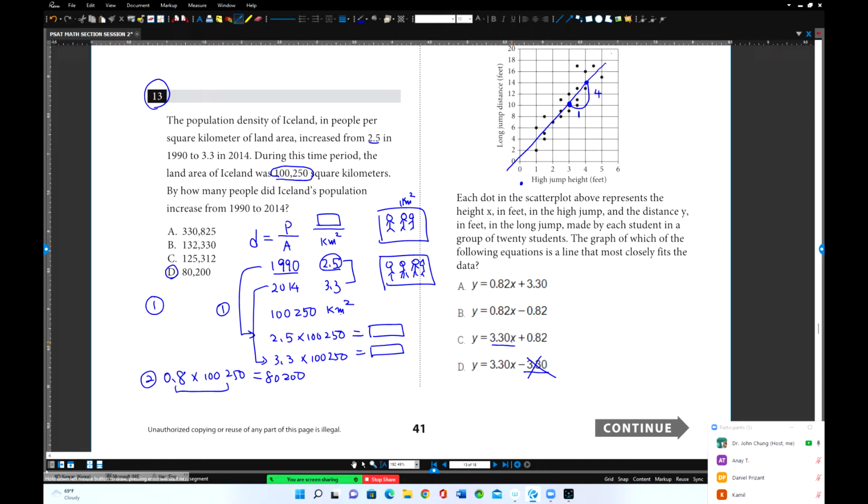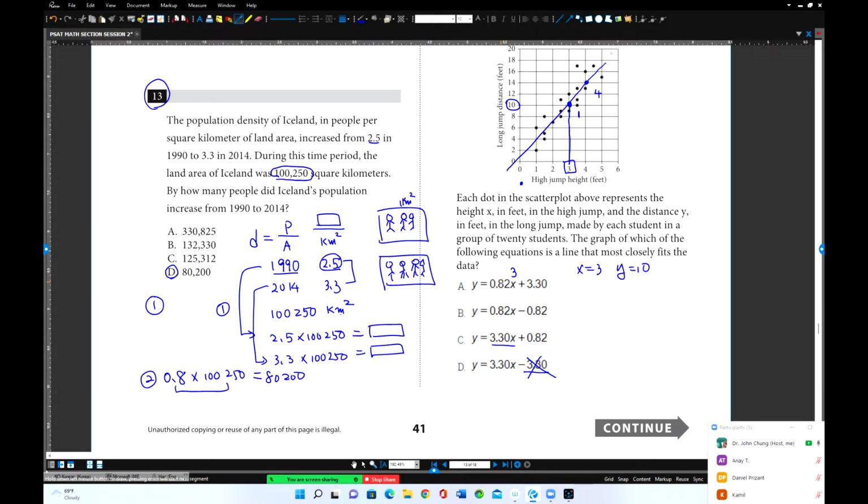This is the best one. That's right. Okay, so 0.02 is too small. Or you can plug in some number over here. You can use this one. When x is 3, y is around 10, okay? When x equals 3, y should be around 10. So put this number 3 there. This is 3.